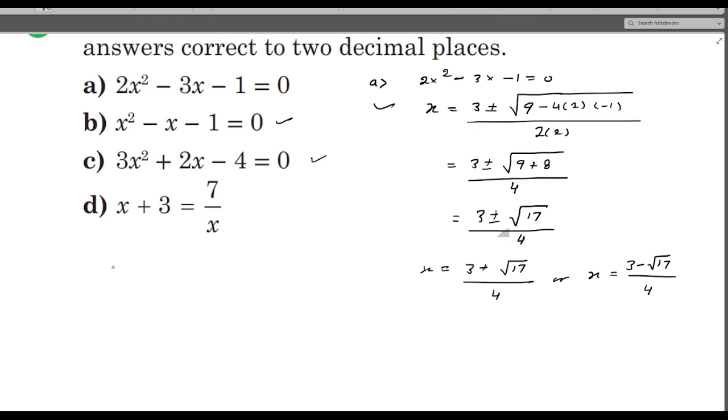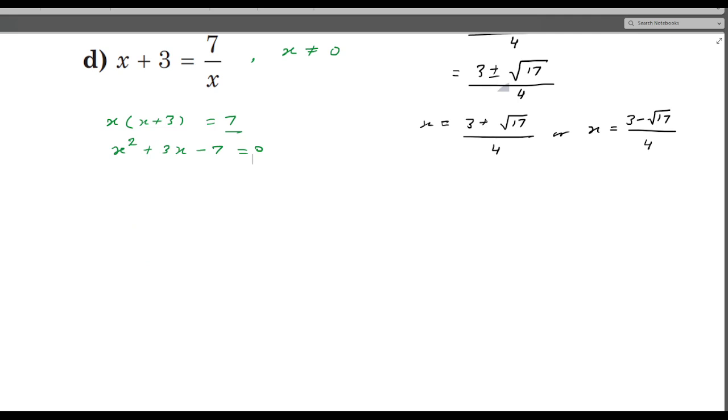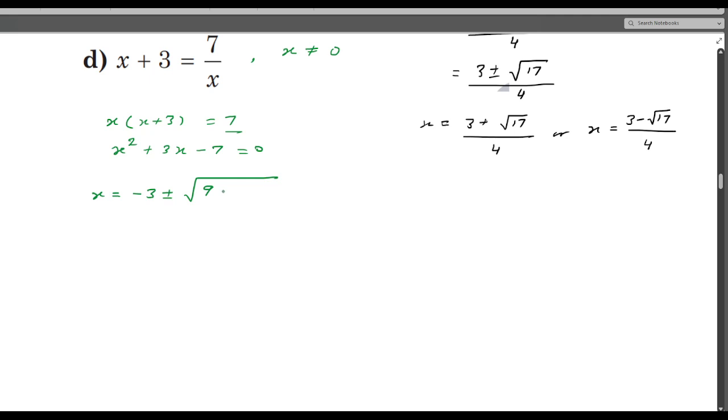So here in D question, again this question is valid when x is not equal to 0. Okay, so I multiply both the sides by x, so it gives me x times x plus 3 is equal to 7. Then I expand it, here it is x square plus 3x. I bring the 7 on the left, so it is minus 7 is 0. Then I use the formula, which is x is equal to minus 3 plus minus root of b square is 9 minus 4 times 1 times minus 7 whole divided by 2 times 1.